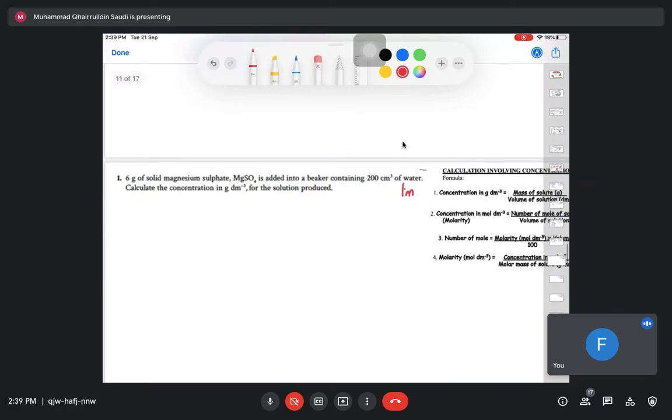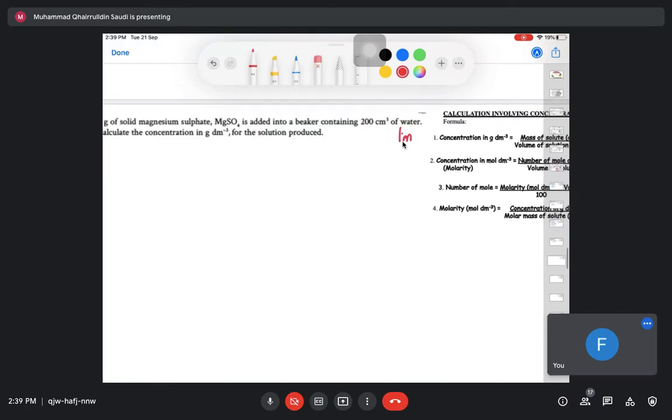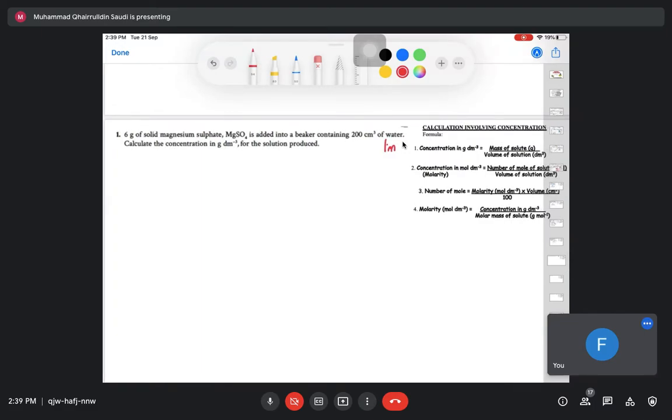Alright, this one kita masuk pula activity 6.3. So not in the module, dalam your notebook pula. Boleh buka notebook sekarang. Ready bagi tahu. Dah ready belum?